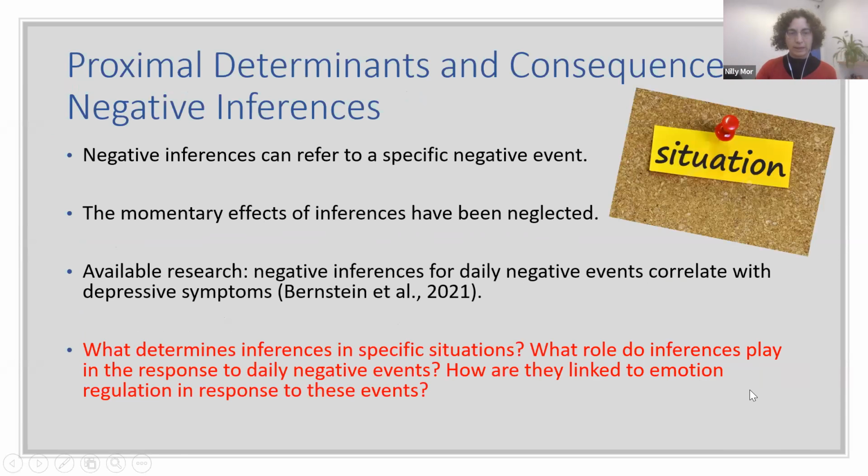But the theory is also describing proximal determinants of negative mood or depressed mood, and looking at negative inferences that can refer not just as a style, but can refer to specific events. So what are the inferences that I make for specific events? When I failed in a particular situation, what causal inferences did I make, okay? And those can actually change from one situation to another, okay? Interestingly, the momentary effects of inferences have mostly been disregarded or neglected in the literature. Some recent evidence suggests that negative inferences for daily negative events do correlate with depressive symptoms.